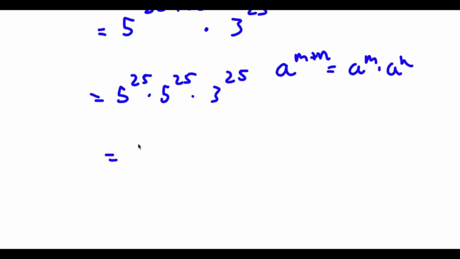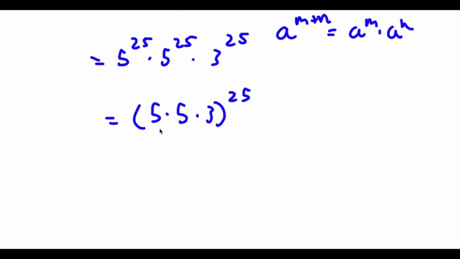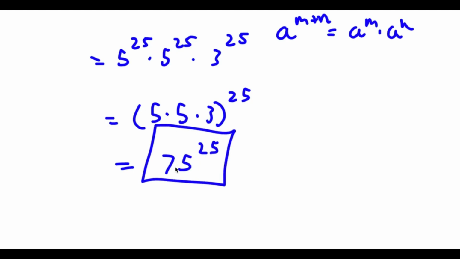Now, this can be written as 5 times 5 times 3 to the power of 25. Sorry. 5 times 5 is 25, 25 times 3 is 75. So now I have 75 to the power of 25. And this is our answer.